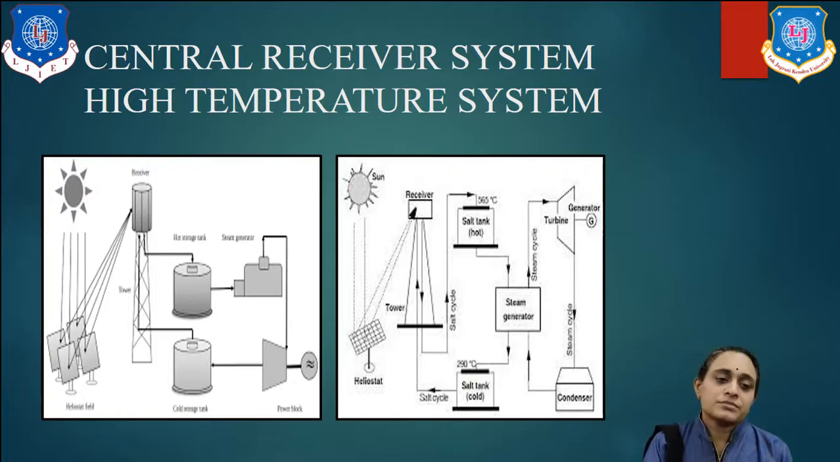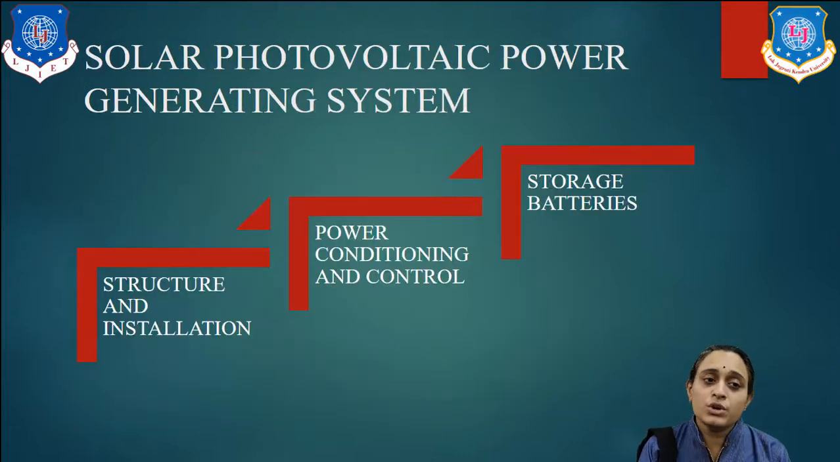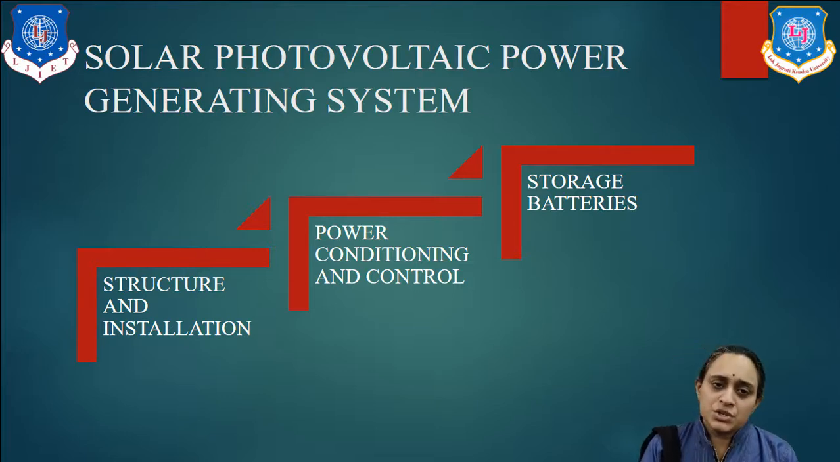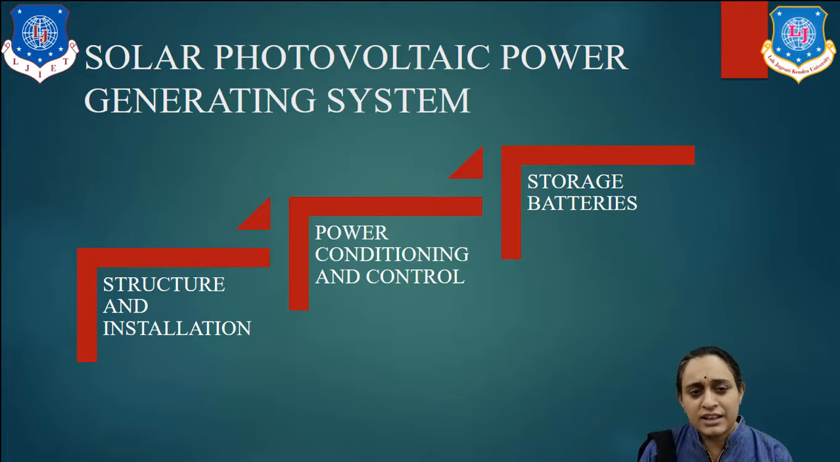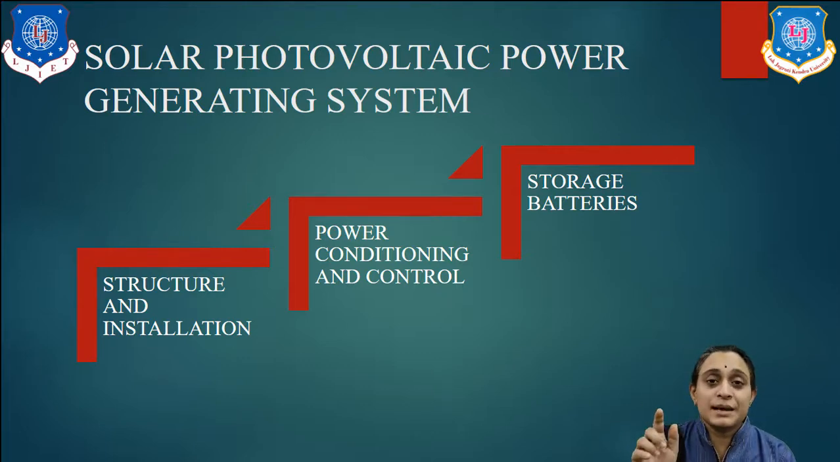Okay, now the next one is the solar photovoltaic power generating system. If we consider the array structure of the solar cell, there are basically three components. Let us check them. First one is structure and installation. Second one is power conditioning and control. And third one is storage batteries.